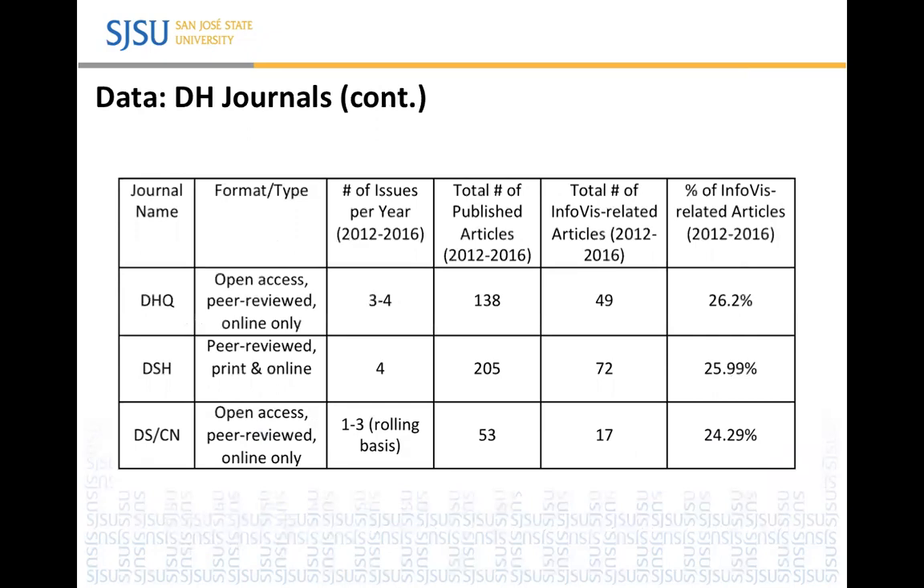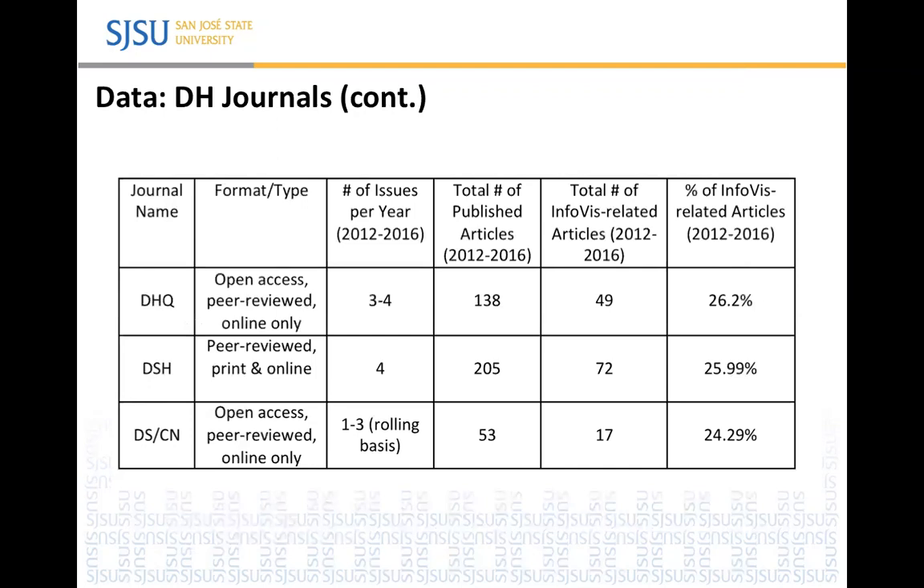So this table provides a descriptive summary of these journals with a focus on research articles published between 2012 and 2016, so the 5-year time span, that are related to information visualization. It reveals that while each journal chosen is unique in terms of its format and type, number of issues per year, and total number of articles published each year, the percentage of information visualization related articles published was similar among all 3, at around 25%.